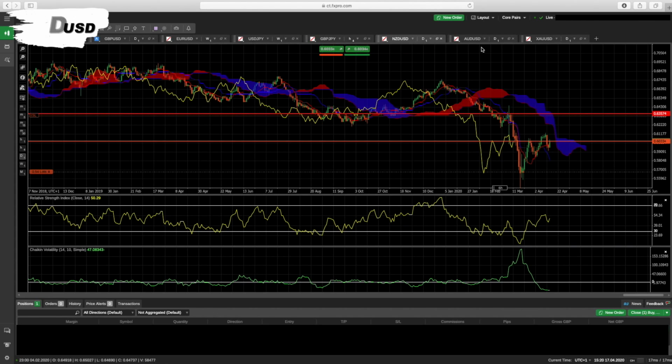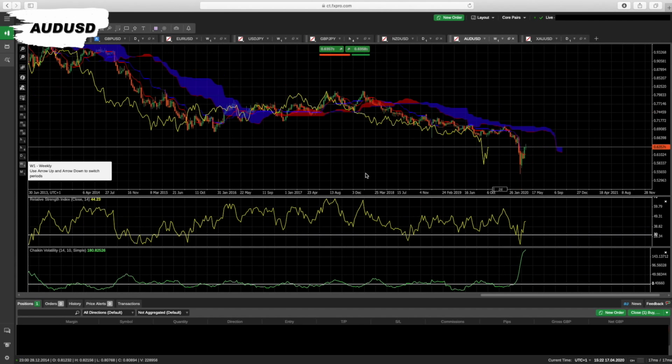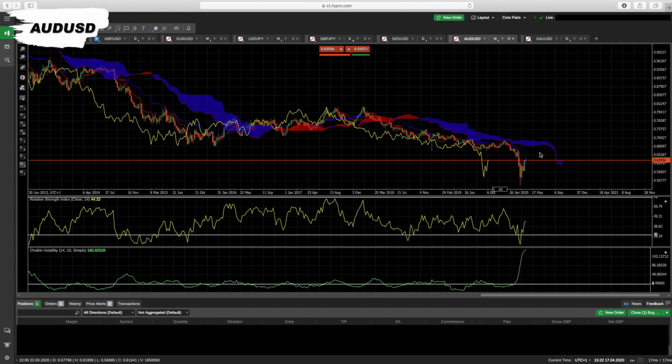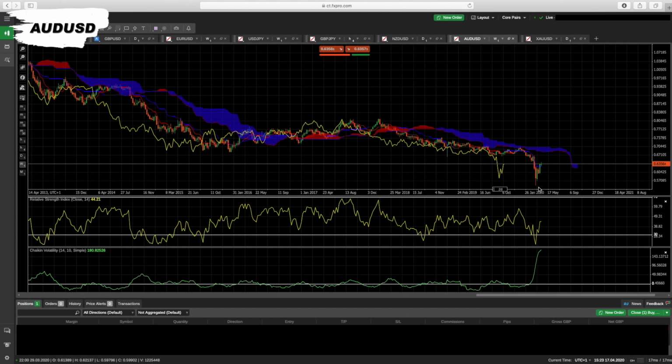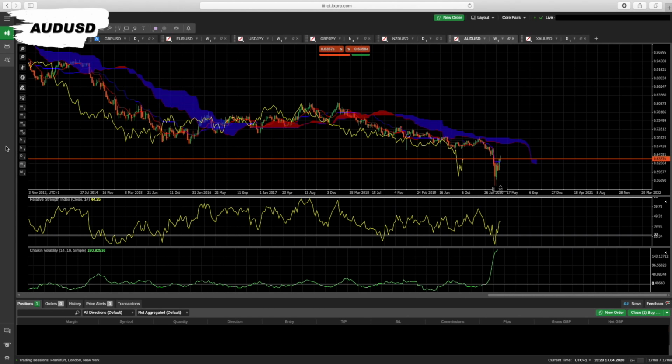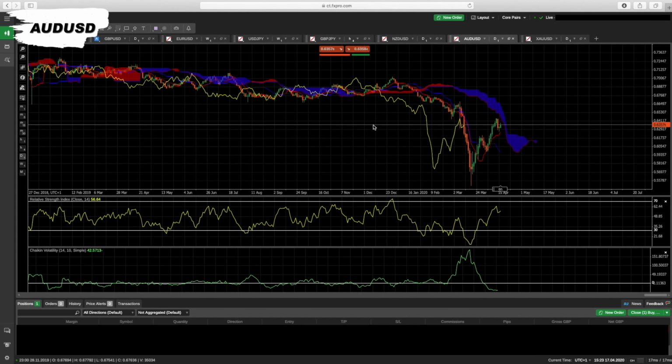The next pair is the Aussie dollar. Let's jump back down to the weekly. I'll be expecting us to test this level again that we tested in January of this year. I'll be looking for us to test this level again, the 155. Now let's have another quick look down at the daily and see where we are.